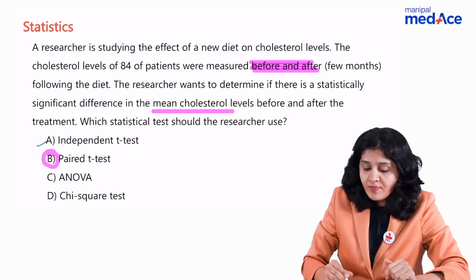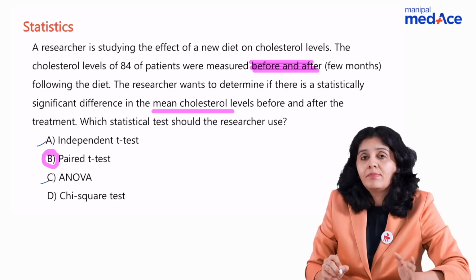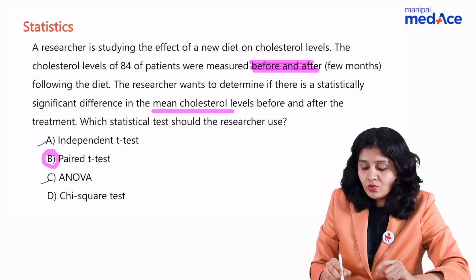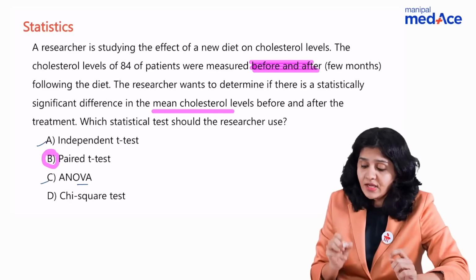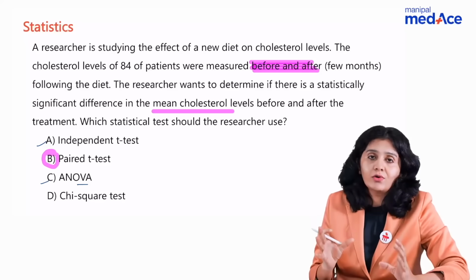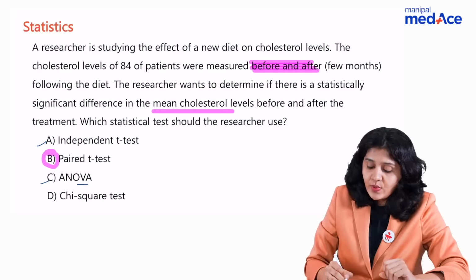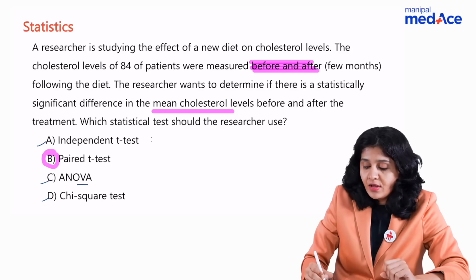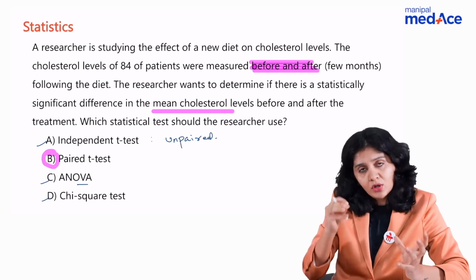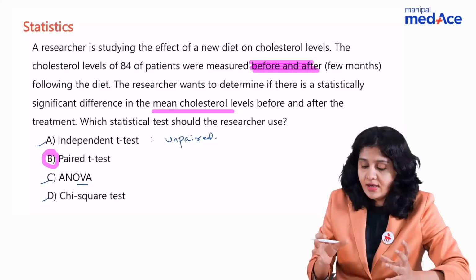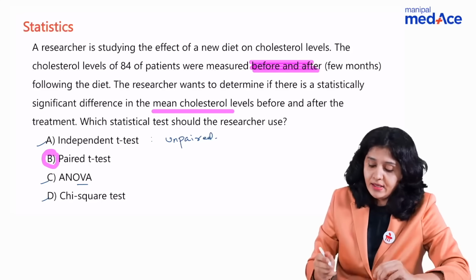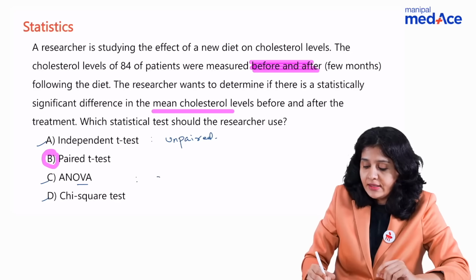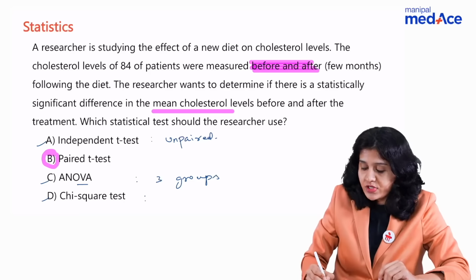So when do you use ANOVA? When there are more than 2 groups, right? 3 or more than 3. So that is when you use ANOVA, when you are finding out the difference in the mean levels of 3 different groups. When do you use chi-square test? To test the association, right? So independent t-test is used for unpaired samples. ANOVA is to compare 3 different groups, right? 3 or more than 3. Chi-square is to test the association.